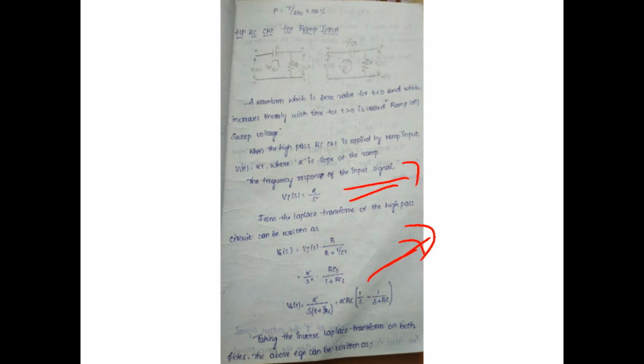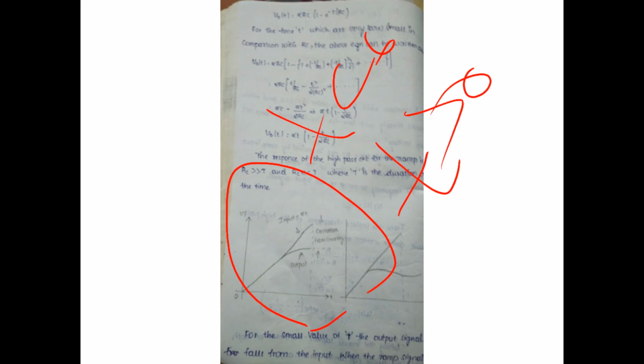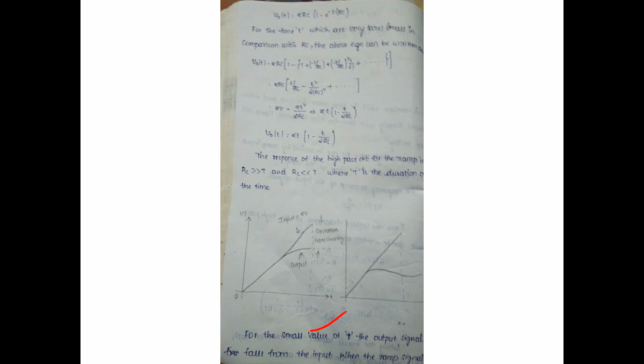For the above equation, we apply the inverse Laplace transform so that we get v naught of t is equal to alpha t times 1 minus t by 2RC. So this is the frequency response of the signal.